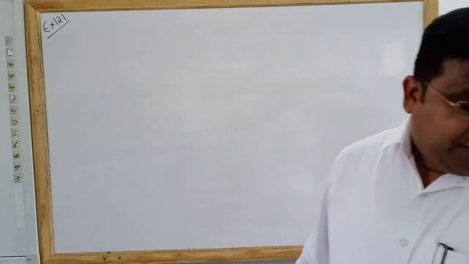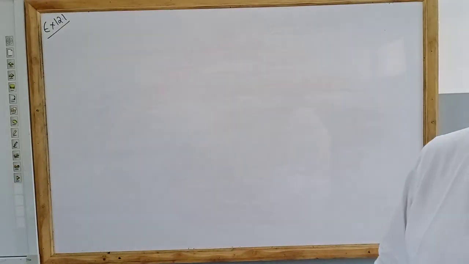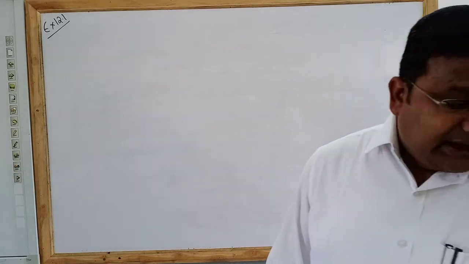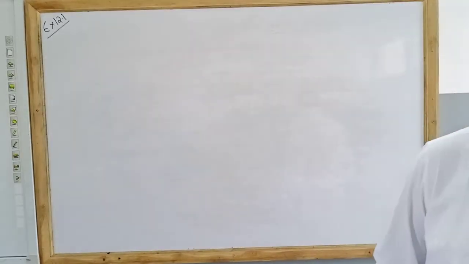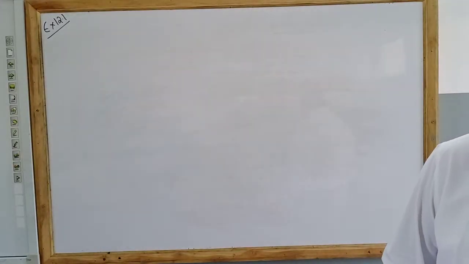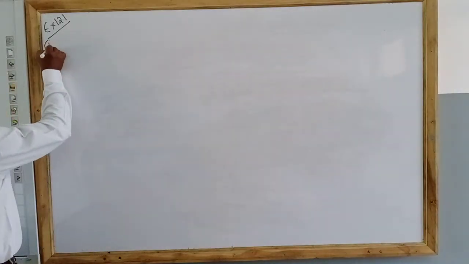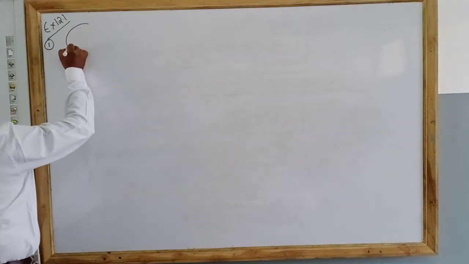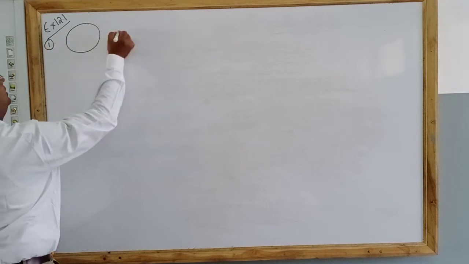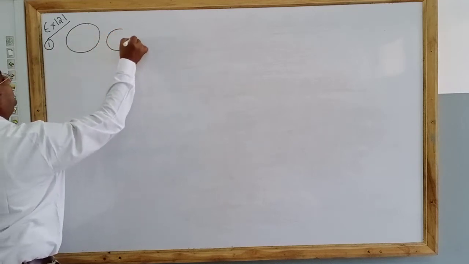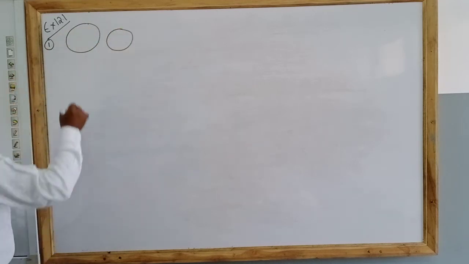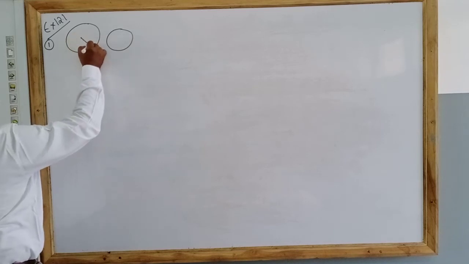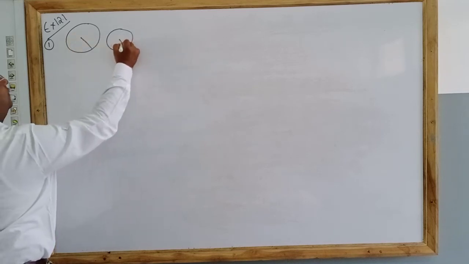For example, if we talk about question number 1 and 2, both are the same. The radii of two circles are 19 and 9 centimeter respectively. Find the radius of the circle which has circumference equal to the sum of the circumferences of the two circles. This question is saying two circles are there. One has a radius of 19 centimeter, the other has a radius of 9 centimeter. First one has a radius of 19, second one has a radius of 9.